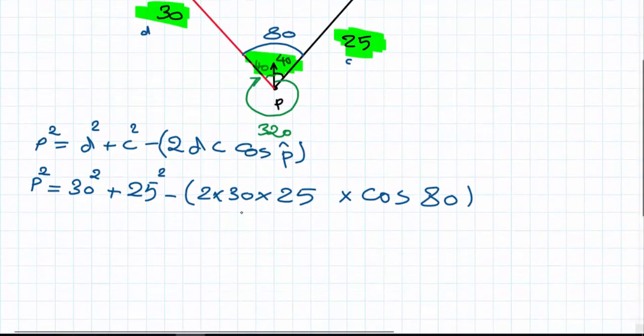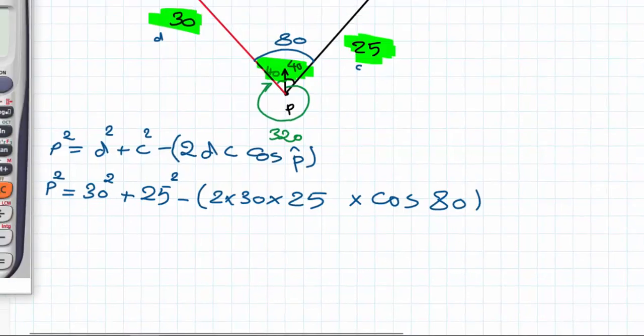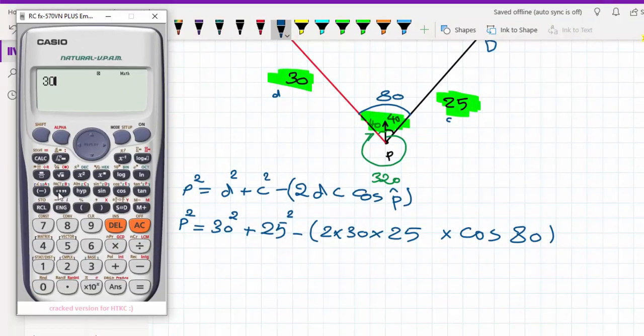Now let's calculate this. So we're going to copy as we see in the question in the calculator. It will be better. Now we have 30 squared plus 25 squared, now minus bracket, we just copy the exact same thing that we see, times 30 times 25 times cosine of 80, close the bracket, close the other one.